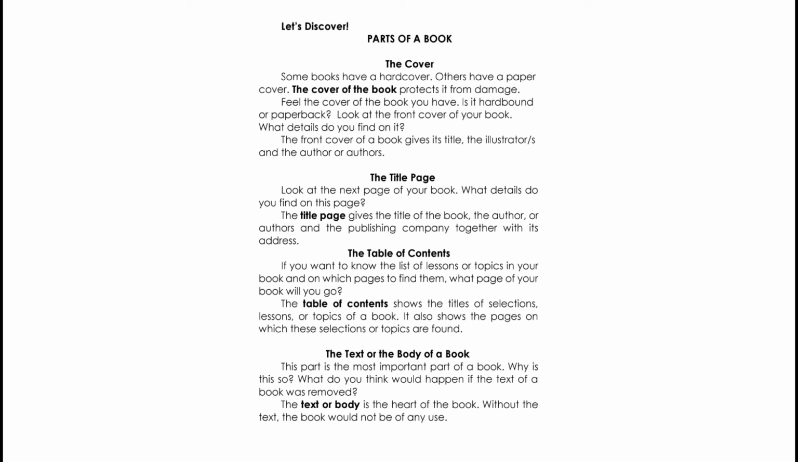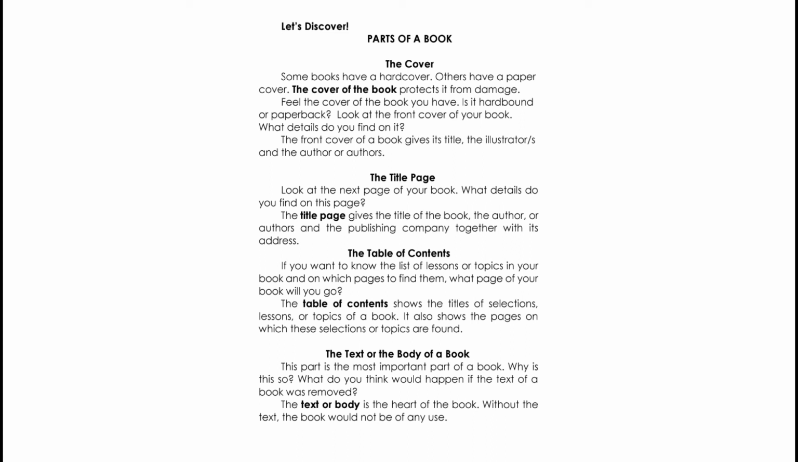The table of contents. If you want to know the list of lessons or topics in your book and on which pages you find them, what page of your book will you go? The table of contents shows the titles of selections, lessons, or topics of a book. It also shows the pages on which these selections or topics are found.